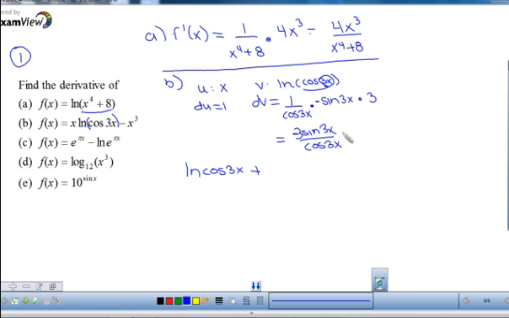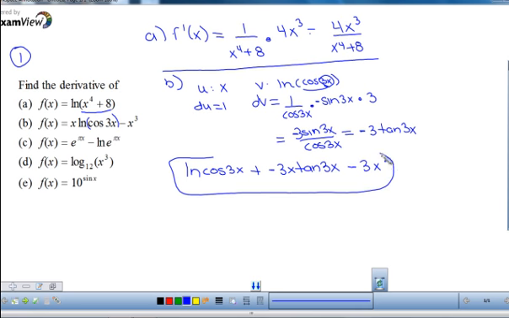By the way, another way I can rewrite this just to make it easier, sine of 3x over cosine of 3x would be tangent of 3x. So the derivative of v times u, so that would be the derivative of x ln of cosine of 3x. The derivative of x cubed would be minus 3x squared. So there would be my derivative.